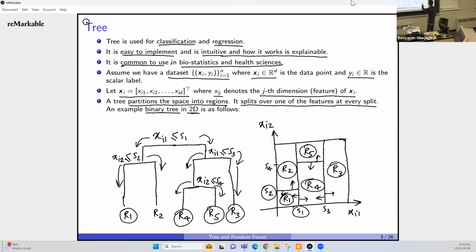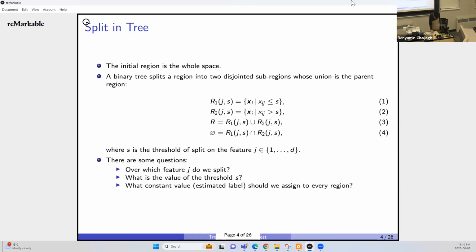This is how a tree works. And this is a binary tree. Why? Because every time it splits into 2 regions. The initial region is the whole space. So we have considered the whole space of data. If it is d-dimensional data, then the space is d-dimensional.